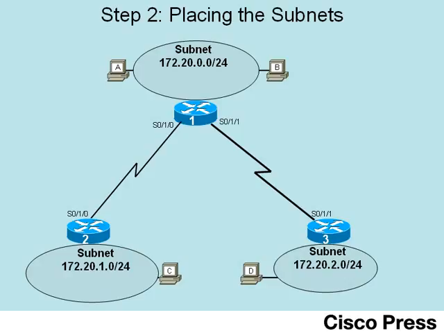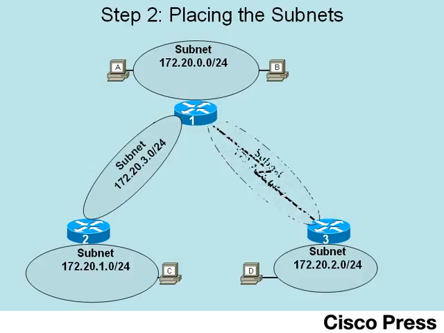Now, of course, we need 2 more subnets for the 2 WAN links, so in this case I chose the 172.20.3.0 subnet for the left-hand serial link, and 172.20.4.0 for the right-hand serial link.